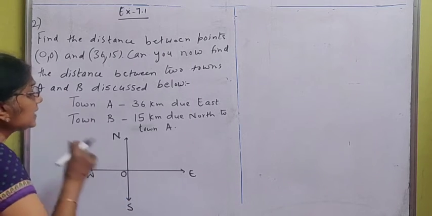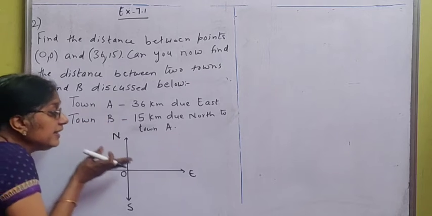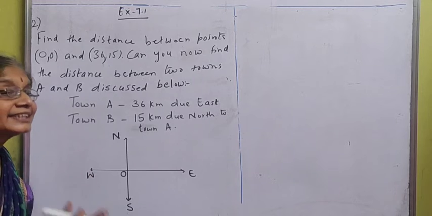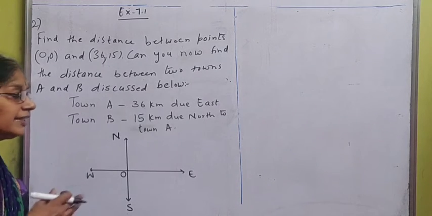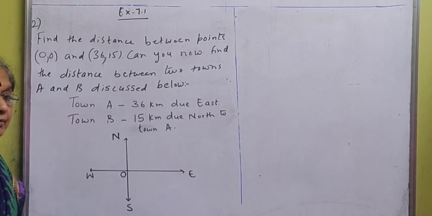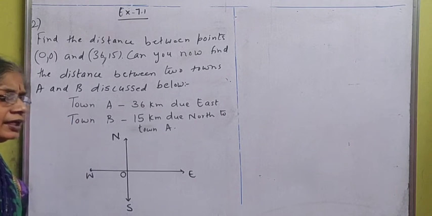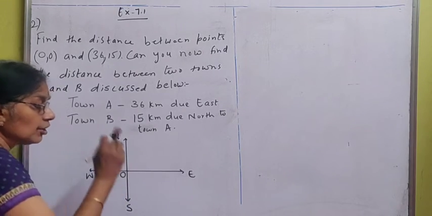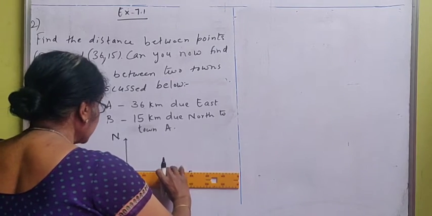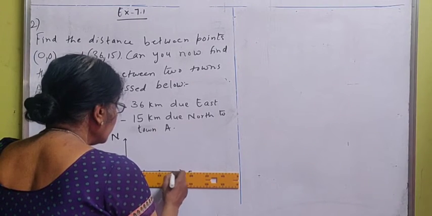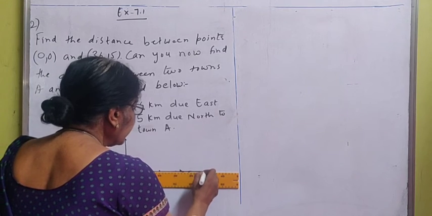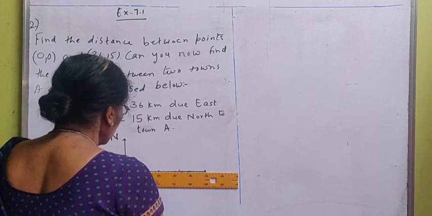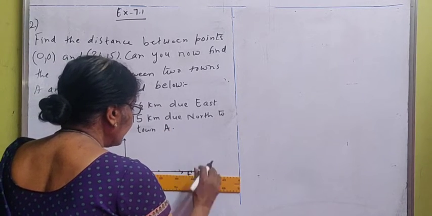So the town A is situated towards what? East direction. 36 kilometers. How much is it? 36 kilometers. Okay, so we can't draw kilometers over there. So what we take is 1 unit equal to 1 kilometer. We will mark the units 1, 2, 3 and so on, up to 36, so 1, 2, 3 and 4.